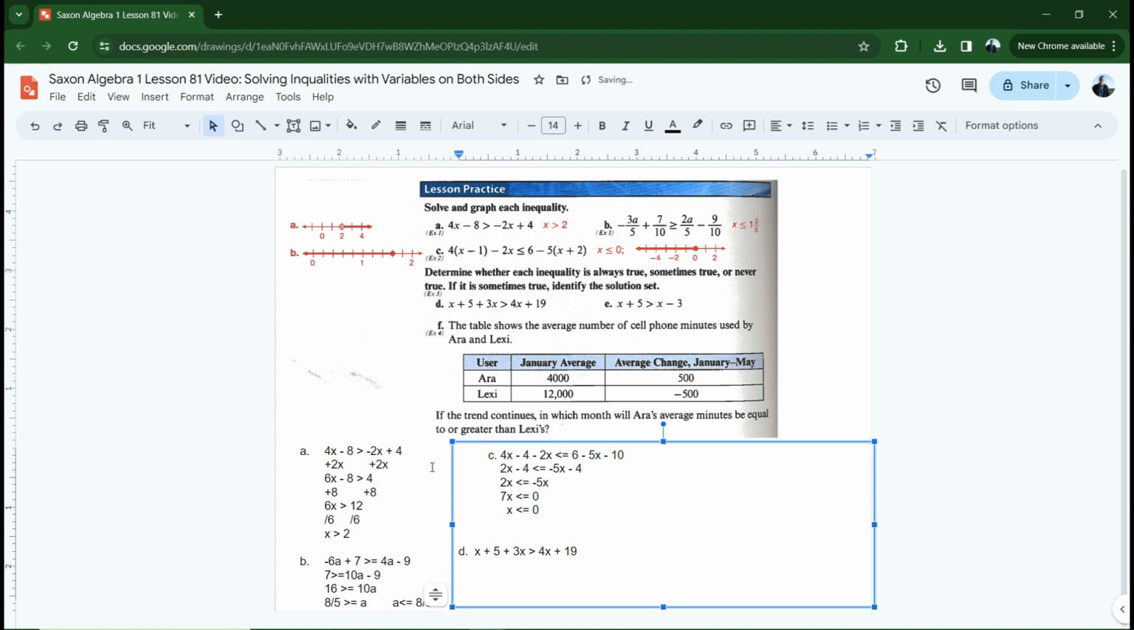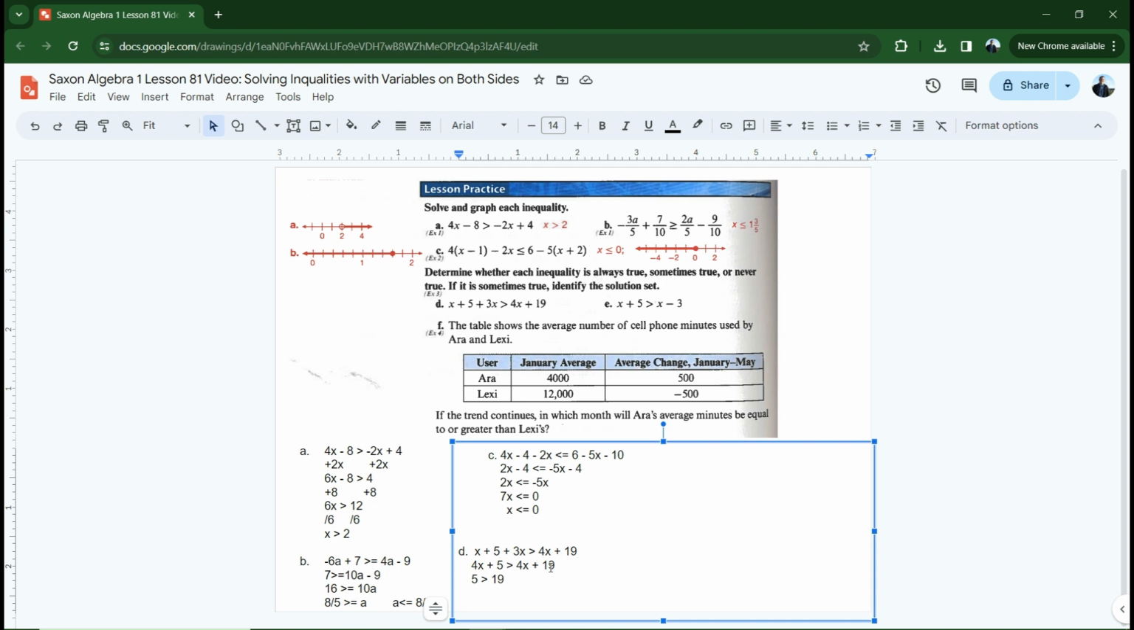x plus 5 plus 3x, I can combine to make this 4x plus 5 is greater than 4x plus 19. Notice there's a problem. I have 4x on both sides of the inequality. I'm going to have to subtract 4x from both sides. What do I get? 5 is greater than 19. Now, with an equality statement, we would say there's no solution because 5 is not equal to 19.